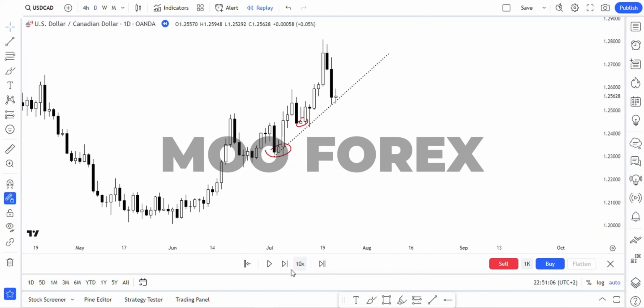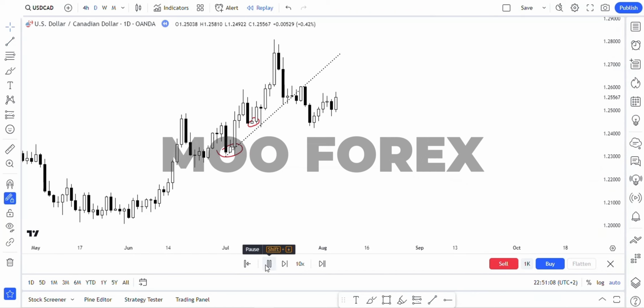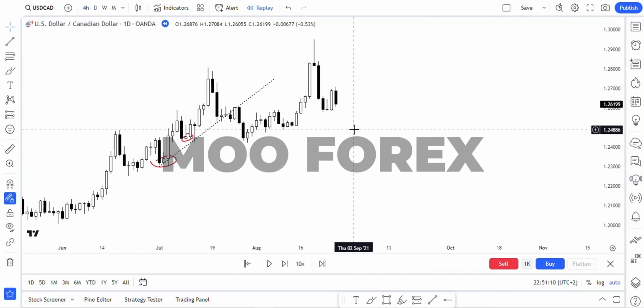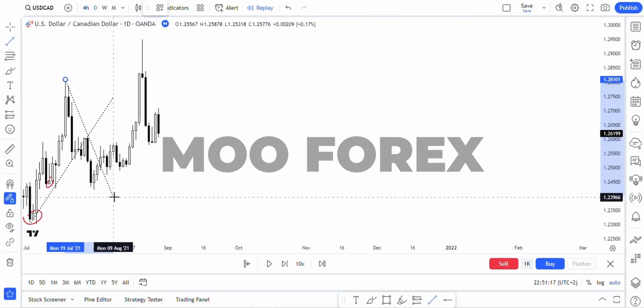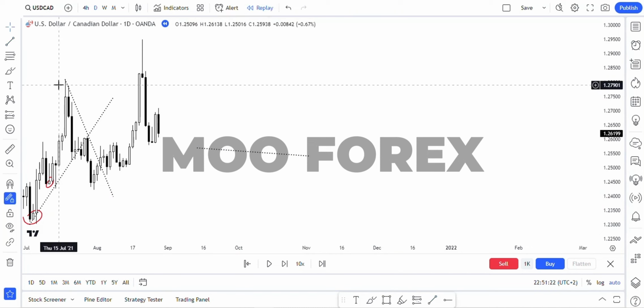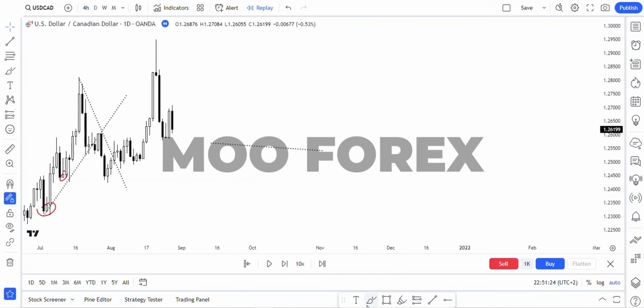Okay, so like that. Then we can also connect these two together, because this is a peak right here, and this is a rally and drop, not a CP.